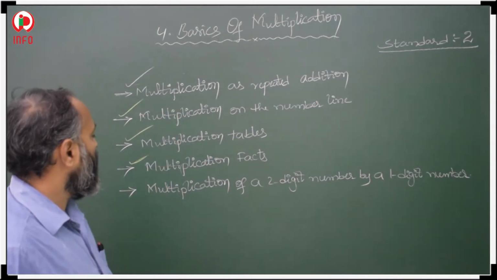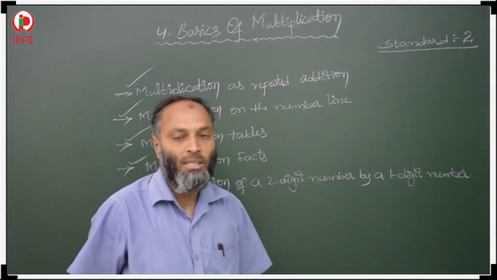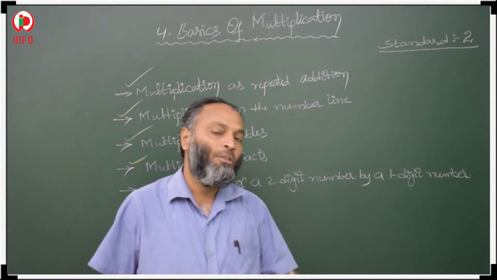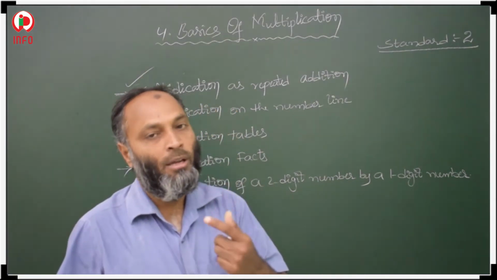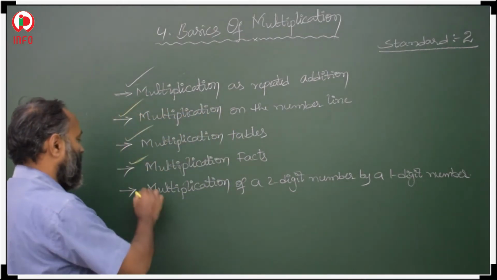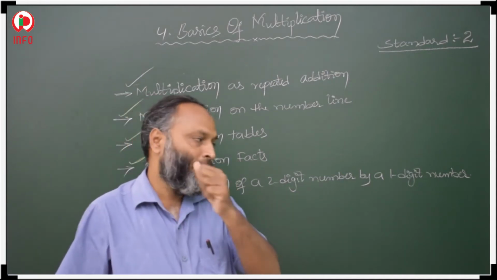Then fifth, multiplication of a two-digit number by a single digit. Here we are going to multiply a two-digit number with a single-digit number. This is the last topic in our chapter. So there were a total of 5 topics.